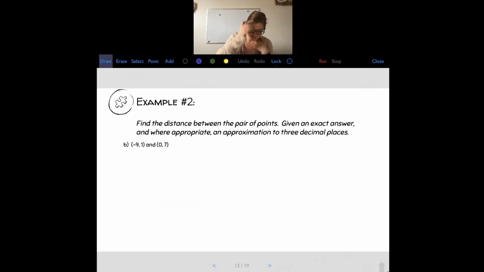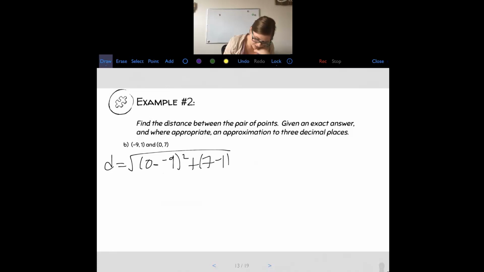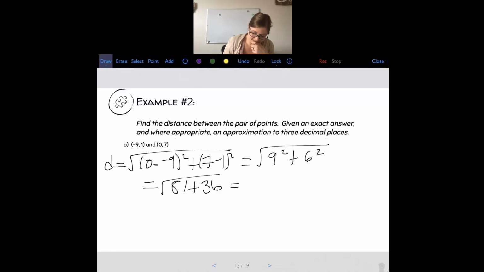Next, find the distance. Same thing we've been doing: give an exact answer, and where appropriate, an approximation. We're going to keep going with our distance formula. Distance is equal to 0 minus negative 9 squared plus 7 minus 1 squared. 0 minus negative 9 means positive 9 squared. 7 minus 1 is 6 squared. So we have the square root of 81 plus 36. If we add this together, this is the square root of 117.